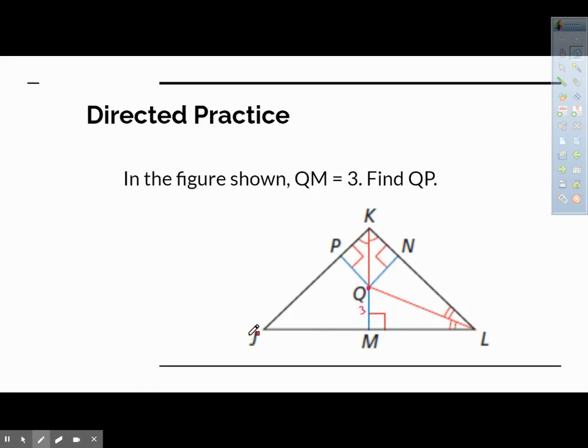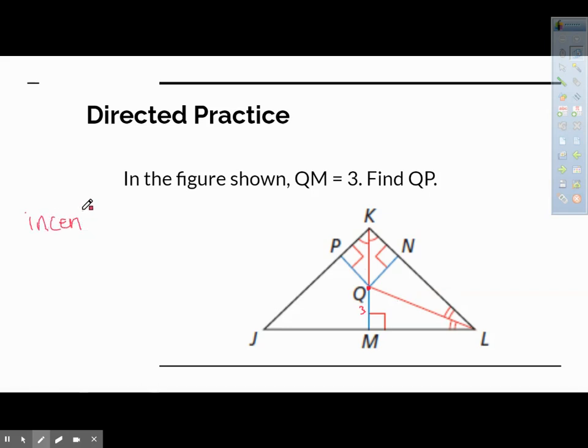If I look here, these lines are perpendicular, but KN is not marked congruent to NL, so they can't be the perpendicular bisectors. But if I look here, these are both angle bisectors because these are marked congruent. So these red segments are the angle bisectors. That means Q is the incenter.